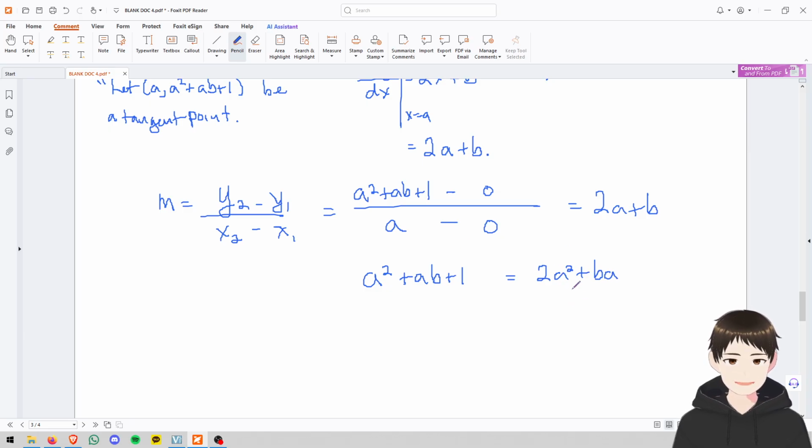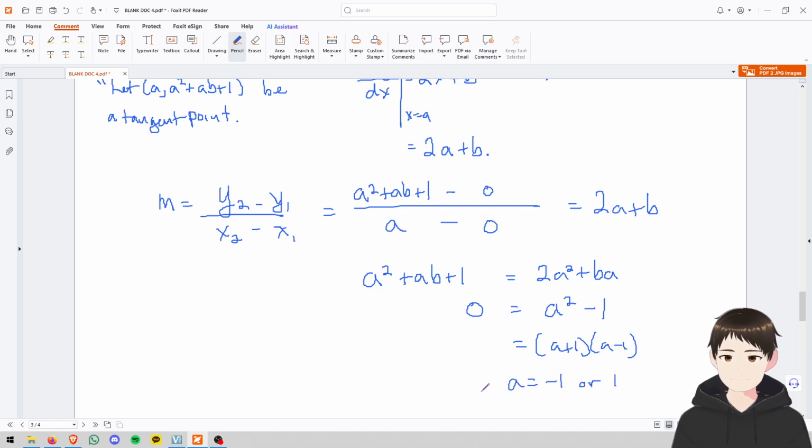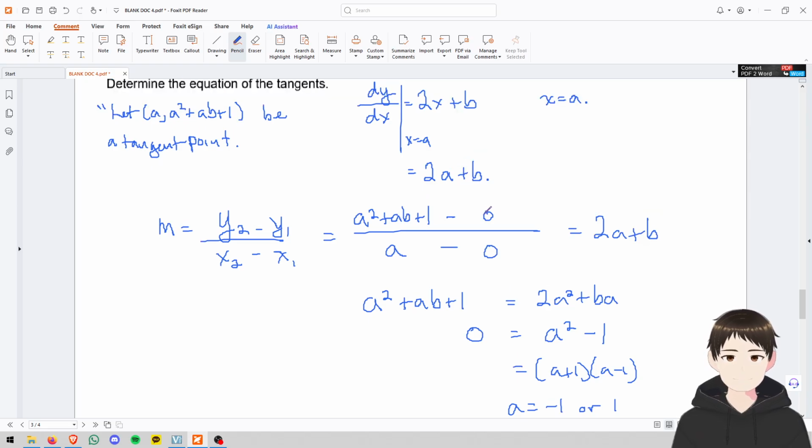So we have, bring it all over to one side to make the other equal 0. I am going to subtract both sides by a, which gives me a squared. Subtract both sides by ba, which means 0, and subtract both sides by 1. Well, would you look at that? 0 is equal to a plus 1, a minus 1, so a equals negative 1 or 1. There's my 2 points.